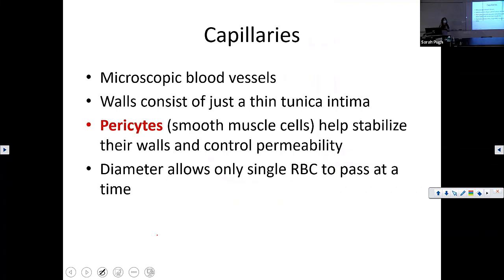And these are going to feed our capillary beds. So now let's walk through capillaries. Capillaries are microscopic blood vessels. You have to have a microscope to see these. And these are very different.